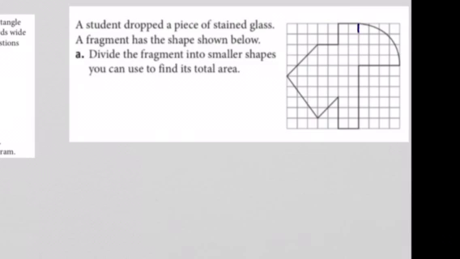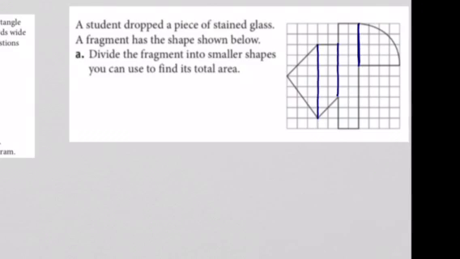Starting on the right, I can see that there's a quarter circle. So I'm going to draw the line right there. Now next to it, if I look, I can draw a line right here, and now I have a long rectangle. And then once again, I can draw another line right there, and that divides the remaining shape into a trapezoid and into a triangle.